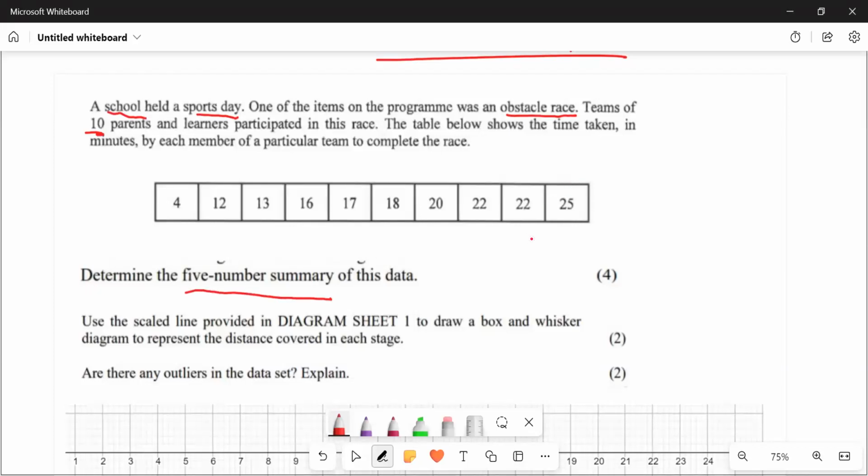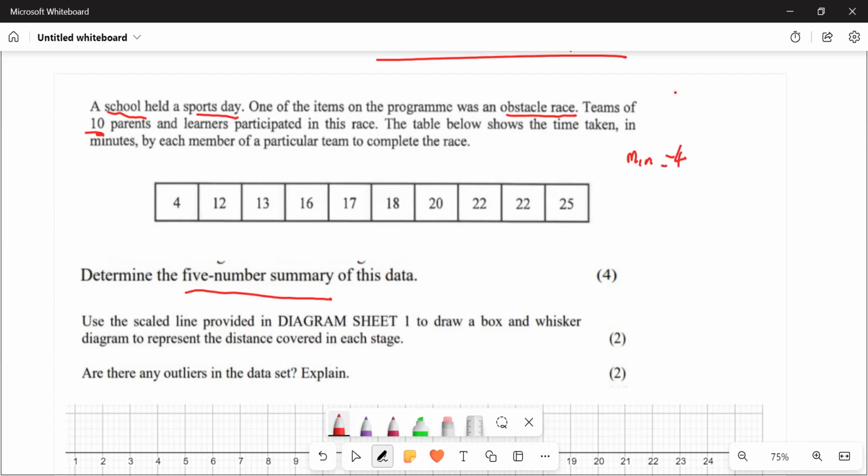Okay? Now, if we're going to be determining the 5 number summary, Amos, what is the first thing that the learner should do here? So we're going to write our minimum. Okay? It's not the min, it's the minimum. We have the minimum. What is going to be the minimum here? The minimum is 4.